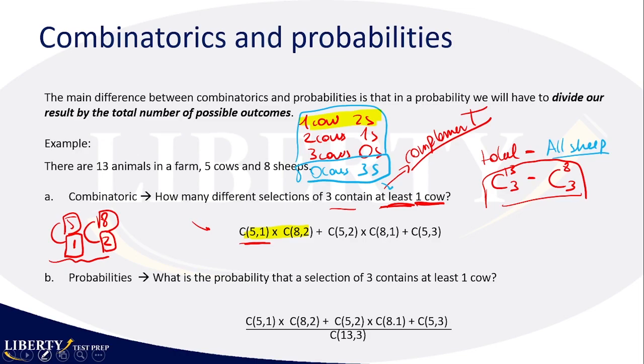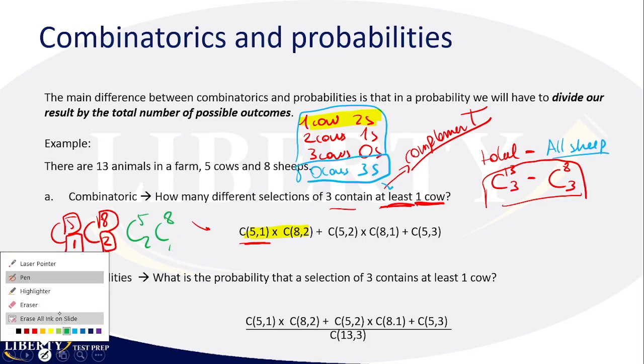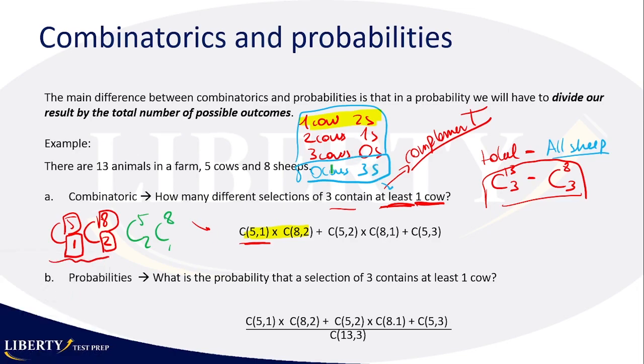Then number 2, let's go with a different color. Let me change colors for the pen here. Combination of 5 and 2 and combination of 8 and 1. So basically, what is this standing for?